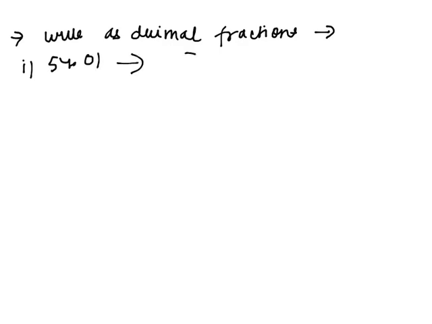How can we write it? In the numerator we have the number 5401, and in the denominator we see how many digits are after the decimal point. There are 2 digits, so we will place 100 in the denominator. Similarly, we can also write for the thousandths part.